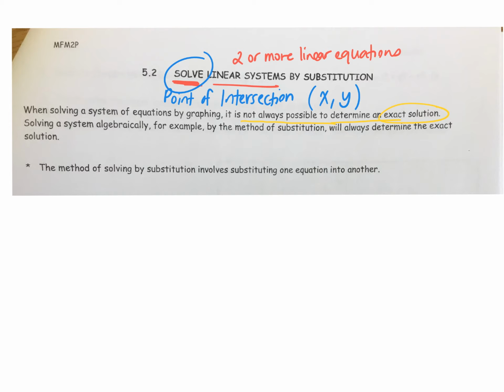So today we're going to be using a new method that's called substitution. It will always give you the exact solution, the exact point of intersection, okay? So this method of solving by substitution involves substituting, this is the key word here, one equation into the other equation. That's basically what we're doing.